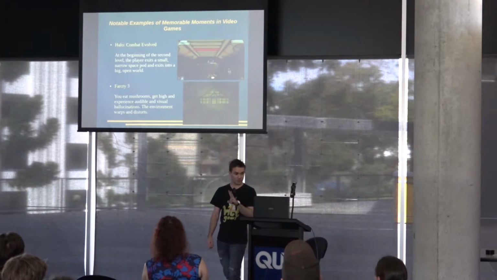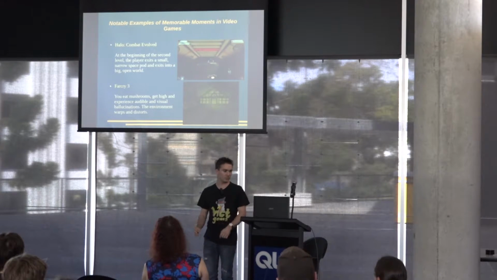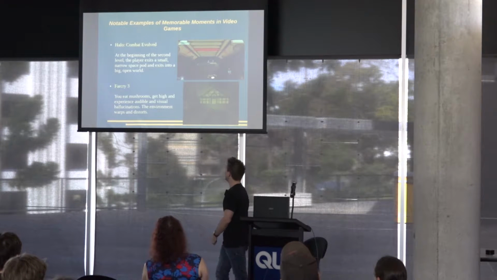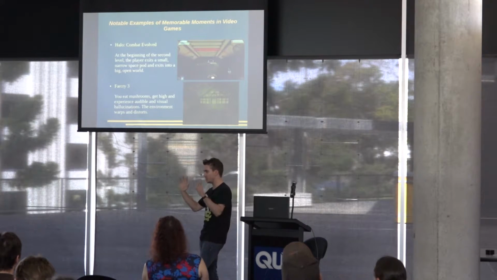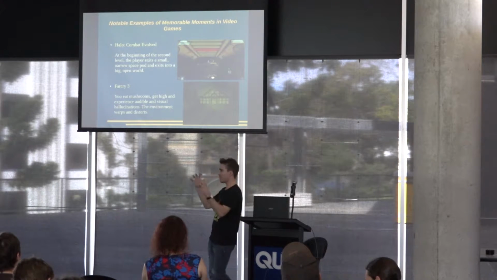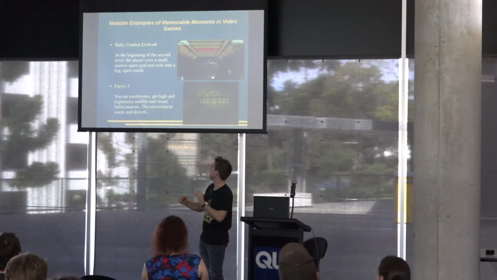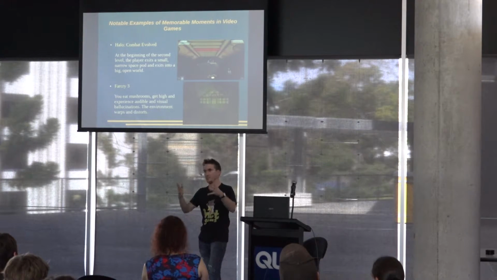So two notable examples, just real quick, of memorable moments in video games that were very subtle, well, except for Far Cry 3. But in Halo: Combat Evolved, at the beginning of the second level, the player exits the small little escape capsule into a big open world, and it's a very narrow space. And when they released Halo, they wanted the world to know, okay, this is the Xbox, this is the next big shooter, it's the next big thing.